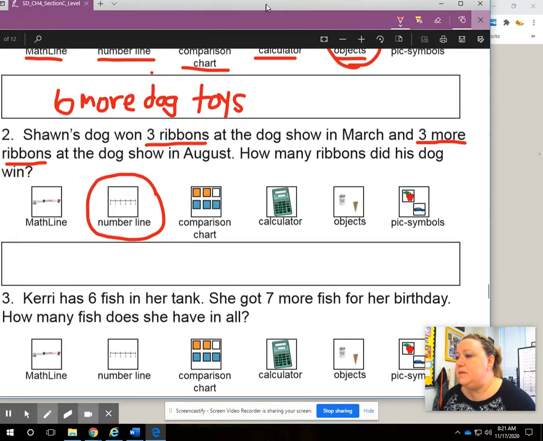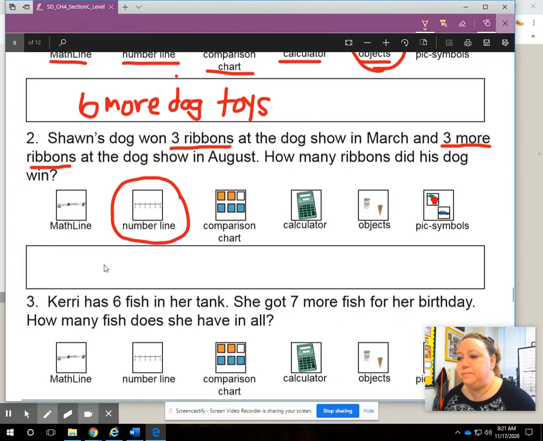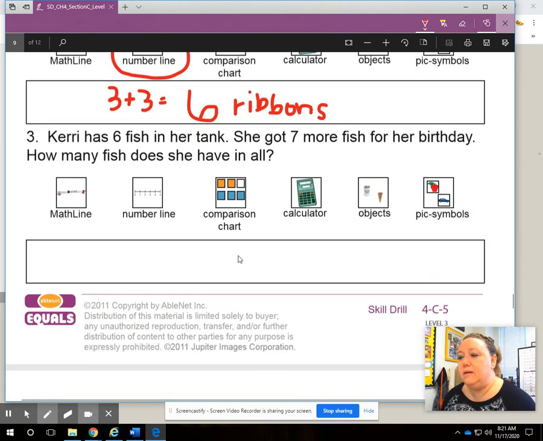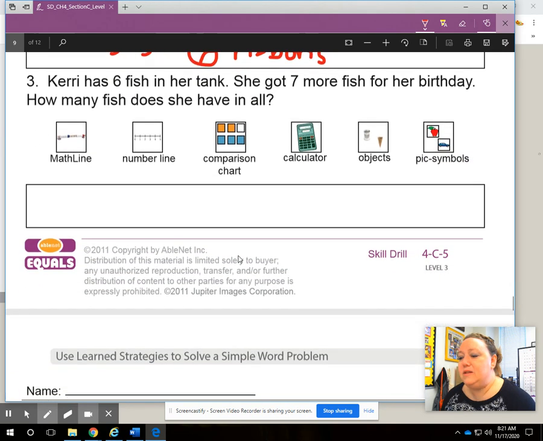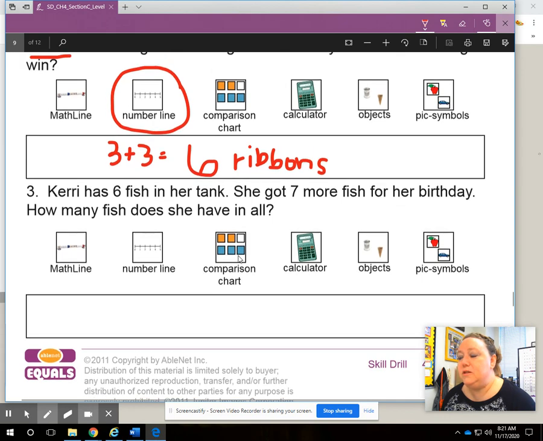So I can bring this back over. And I know that 3 plus 3 equals 6. He had 6 ribbons in all. Okay. 6 ribbons. Very good. Let's do one more, okay? And this will complete the first worksheet that you have to do today, okay?